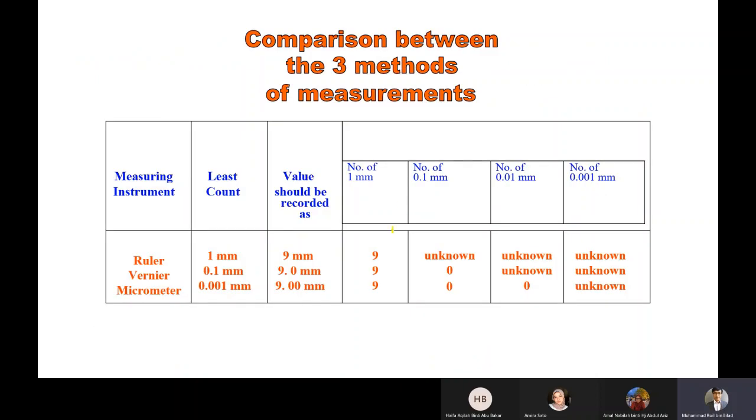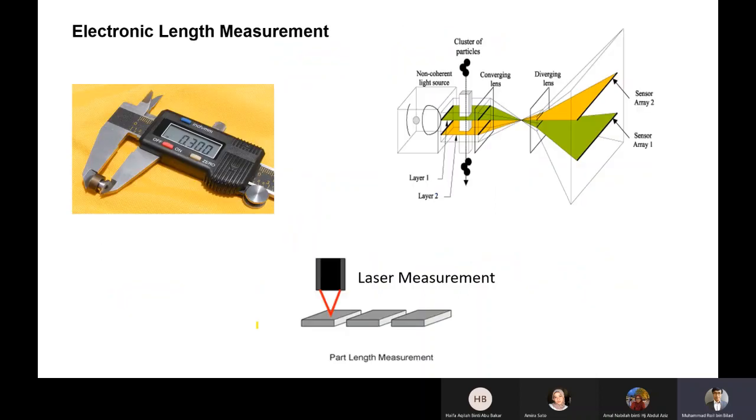A ruler will probably be good when you aim for 1 millimeter precision. A caliper will be good if you want 0.1 millimeter precision. A micrometer is the most accurate, if you want precision as fine as 0.001 millimeter. So the selection of tools depends on the accuracy you want.